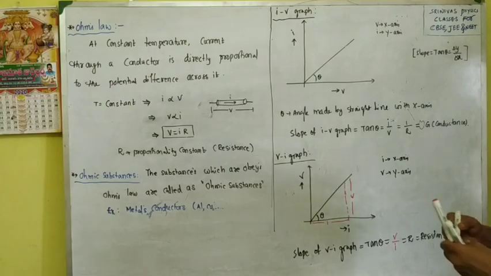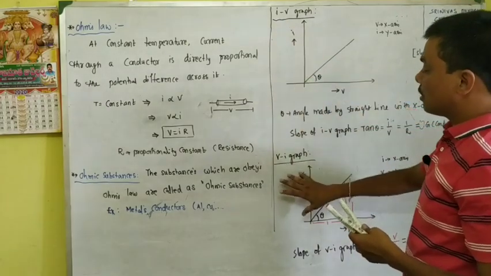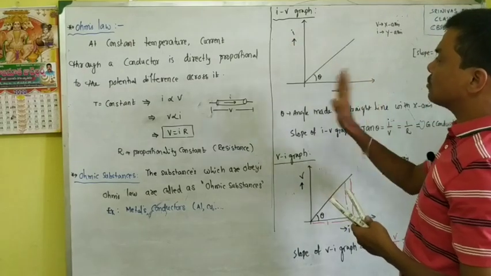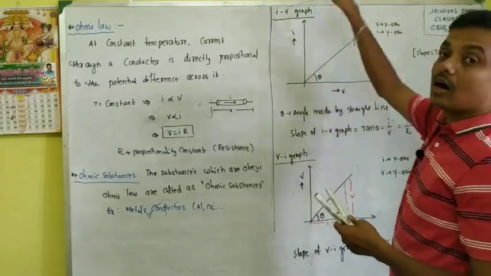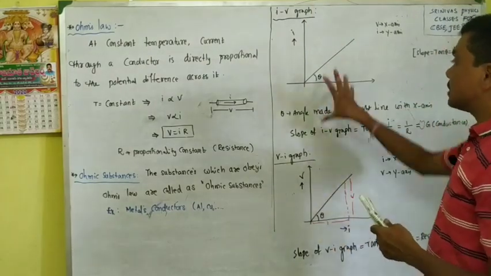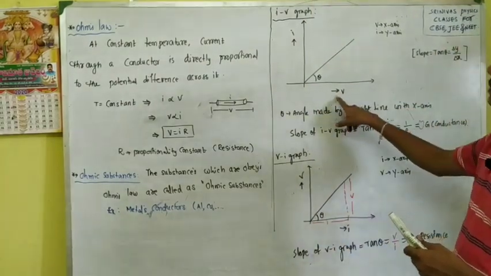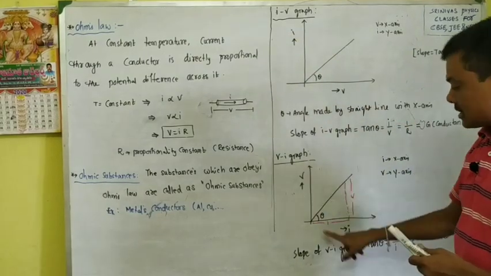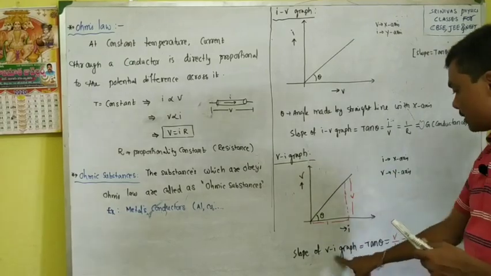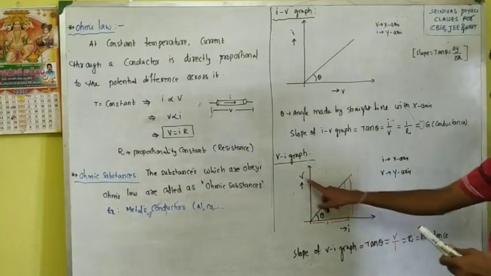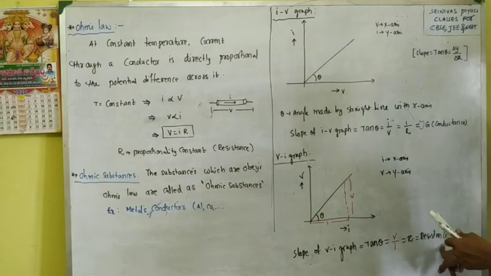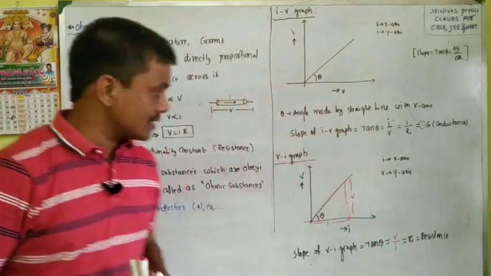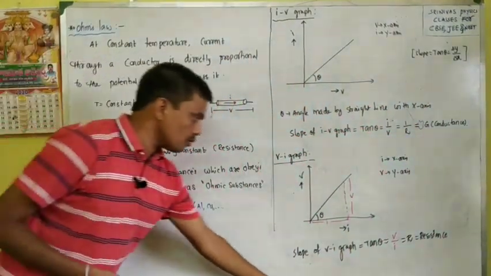Sometimes they may give a VI graph, but you have to check what is on the x-axis and what is on the y-axis, because based on that the slope changes. When the x-axis is V and the y-axis is I, the slope is 1 by R. When the x-axis is I and the y-axis is V, the slope is y by x, and y by x is V by I, which gives R. That means the slope of the VI graph gives the resistance. Okay, and let us see one example.